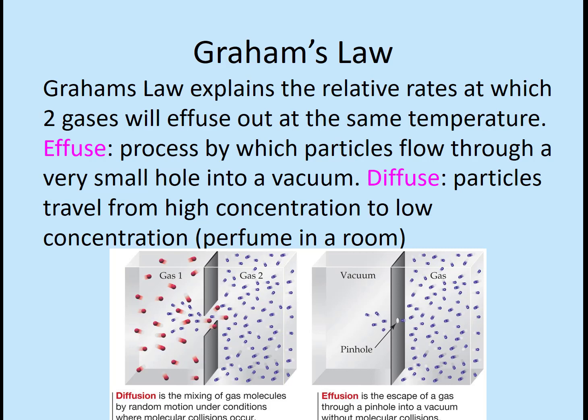And there's a little pinhole, and you can measure how fast a particular gas goes through the pinhole into the vacuum. And Graham's law says that at the same temperature, the smaller the mass of the gas, the faster it will go into that vacuum. If you have a large molar mass, then it will go slower through that hole into the vacuum. So Graham's law basically is comparing large mass gas to smaller mass gas.